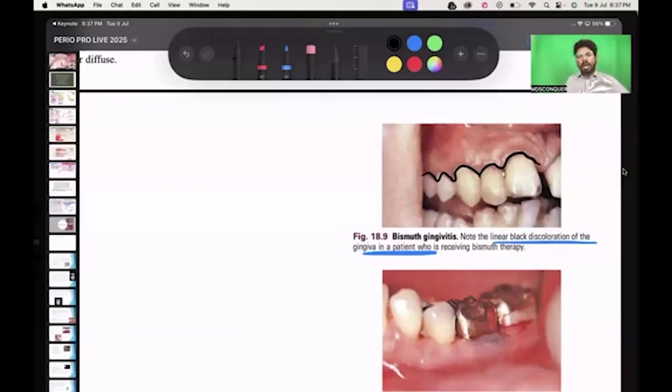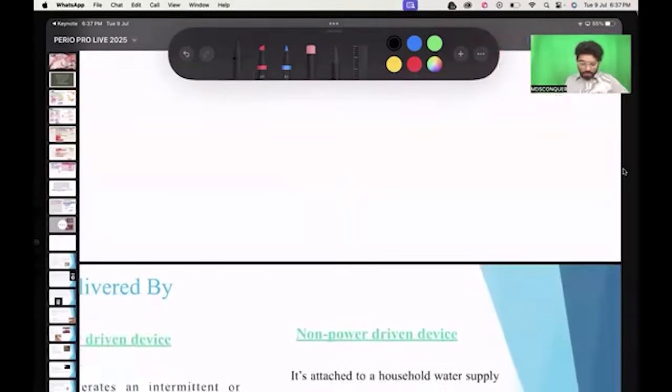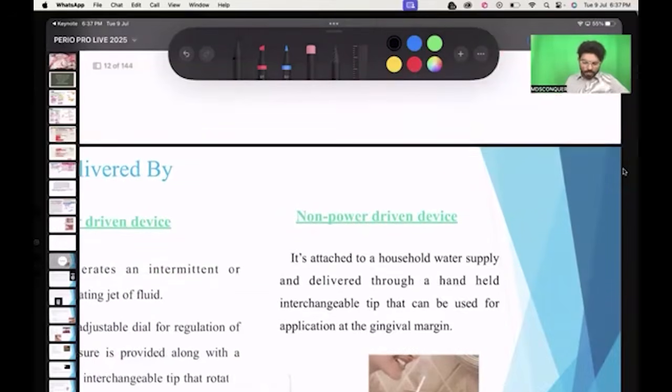They are going to give you multiple things. This is one of the clinical photographs taken from your Carranza, showing bismuth poisoning, which is leading to a blackish line on the gingiva of the patient. Similarly, you have one more thing. You have a restoration where you can see discoloration of the gingiva. The next comes a little about.